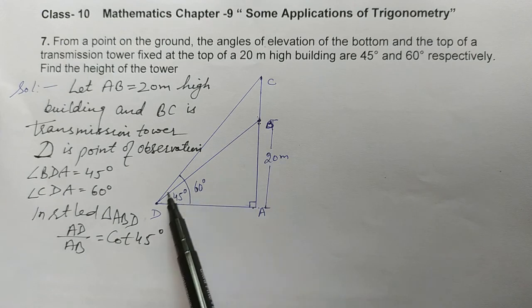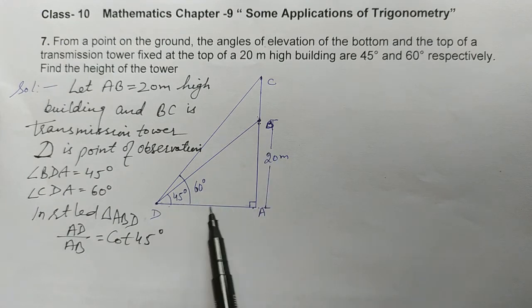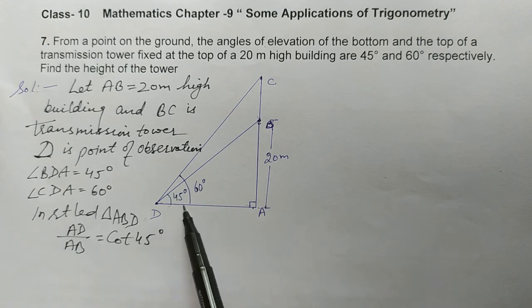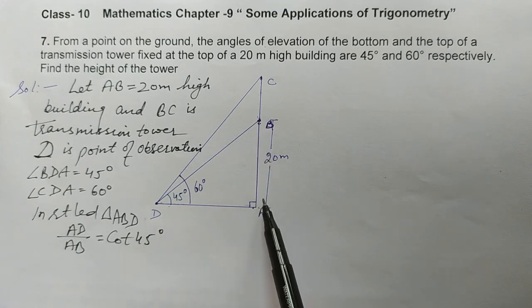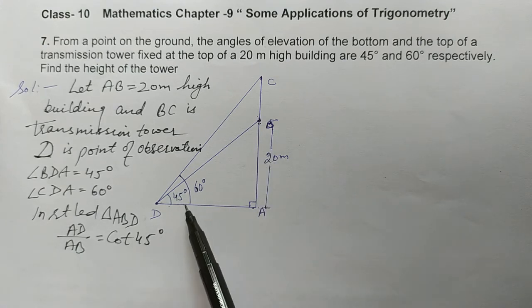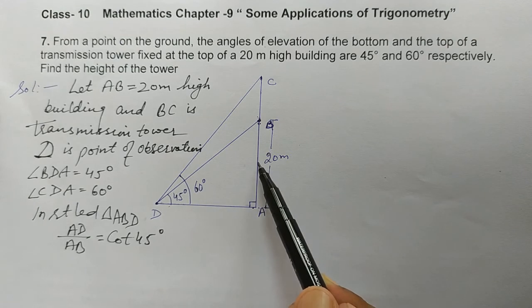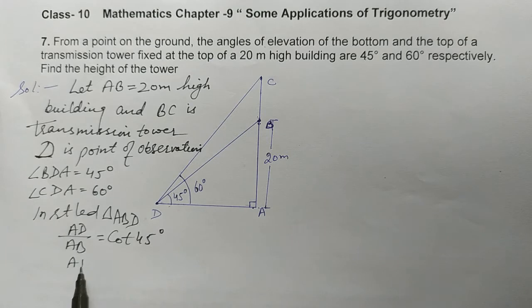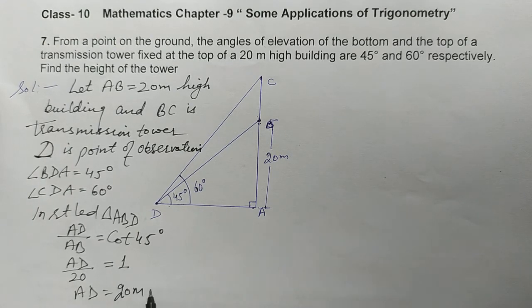Now in the small right angle triangle, we'll find the value of AD. In the small right angle triangle BAD, AD which we have to find over AB which is given 20 is equal to, see here, base over perpendicular. So that is cot 45. AD over base AB is 20. Now cot 45 is 1. So AD is coming 20 meters. AD value is with us now.